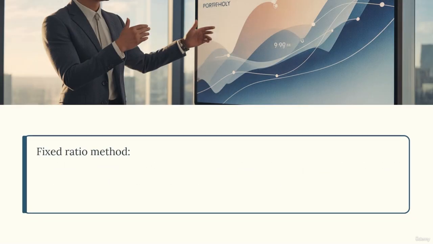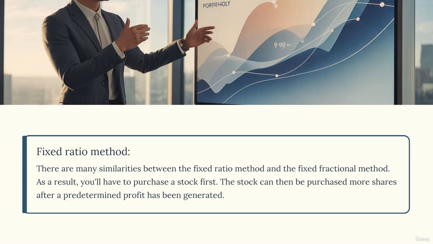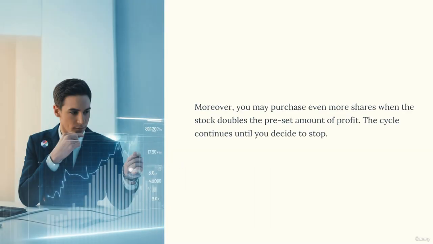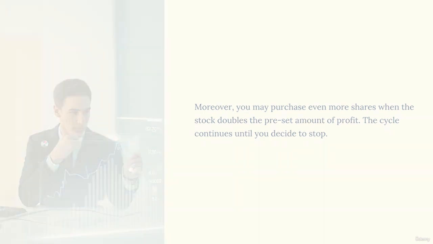Fixed ratio method. There are many similarities between the fixed ratio method and the fixed fractional method. As a result, you'll have to purchase a stock first. The stock can then be purchased more shares after a predetermined profit has been generated. Moreover, you may purchase even more shares when the stock doubles the preset amount of profit. The cycle continues until you decide to stop.